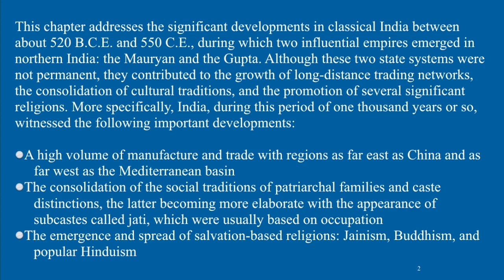This chapter addresses the significant developments in classical India between about 520 BCE and 550 CE, during which two influential empires emerged in northern India, the Mauryan and the Gupta. Although these two state systems were not permanent, they contributed to the growth of long-distance trading networks, the consolidation of cultural traditions, and the promotion of several significant religions.